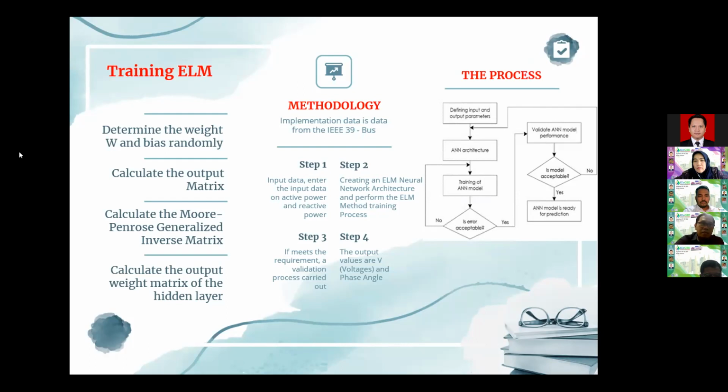For training the ELM, we determine the input weights W and biases randomly, then calculate the hidden layer matrix, then calculate the Moore-Penrose generalized inverse matrix, and then calculate the output weight matrix of the hidden layer.